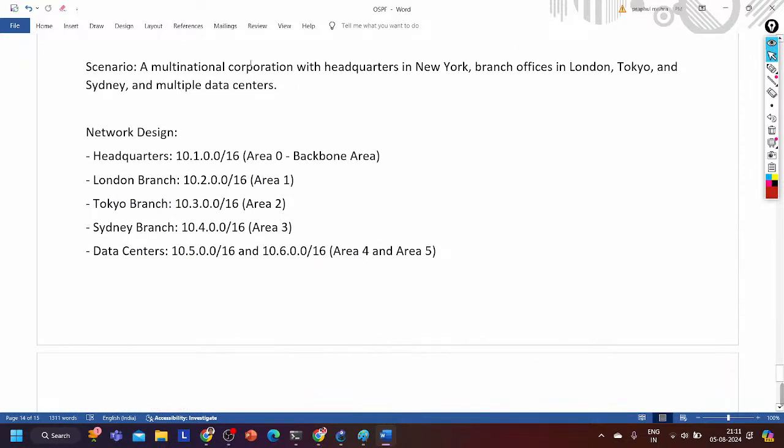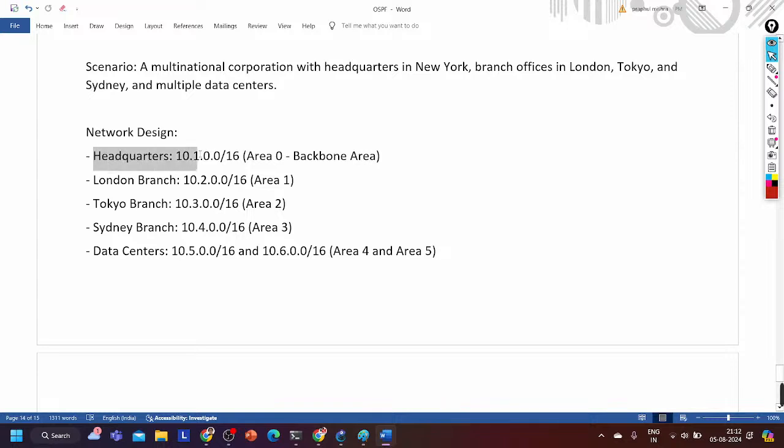A multinational corporation with headquarters in New York, branch offices in London, Tokyo, and maybe India, somewhere else, US, will use OSPF. How? Multi-area OSPF, right? As I told you, you will advertise headquarters in area 0. You can put the entire router in headquarters in area 0 and all branch offices routers in different areas.